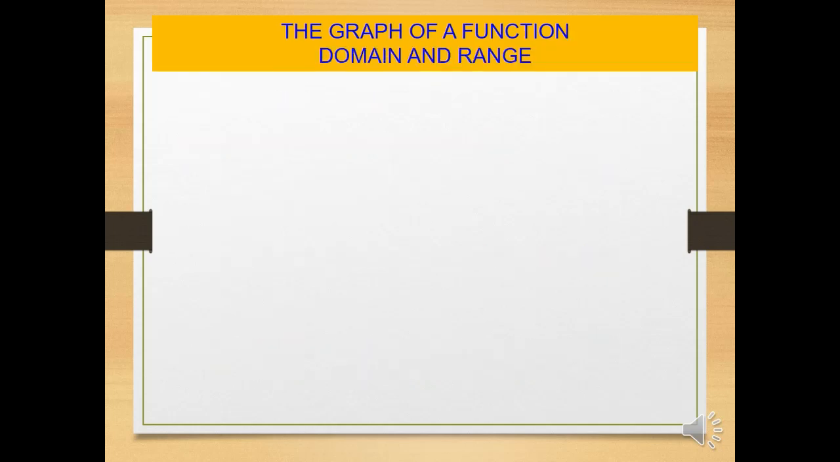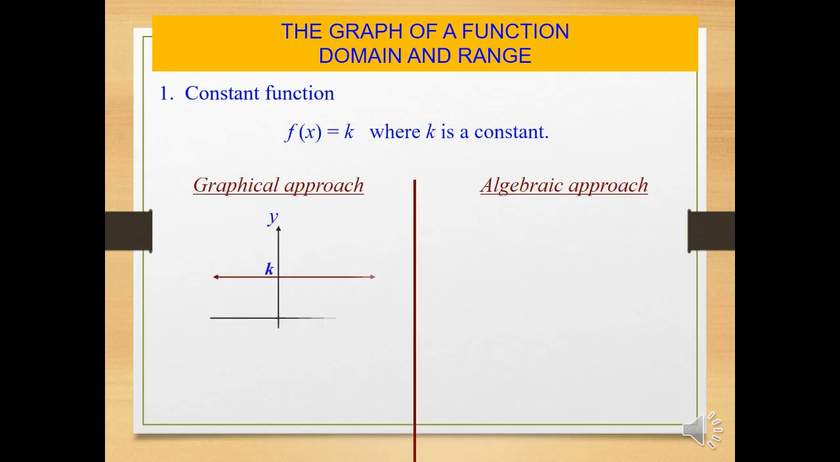The graph of a function and domain and range. First, constant function. Let's say f(x) equals k, where k is a constant. From the graph, f(x) equals k is a horizontal line at value y equals k. The domain is real numbers and the range is k.